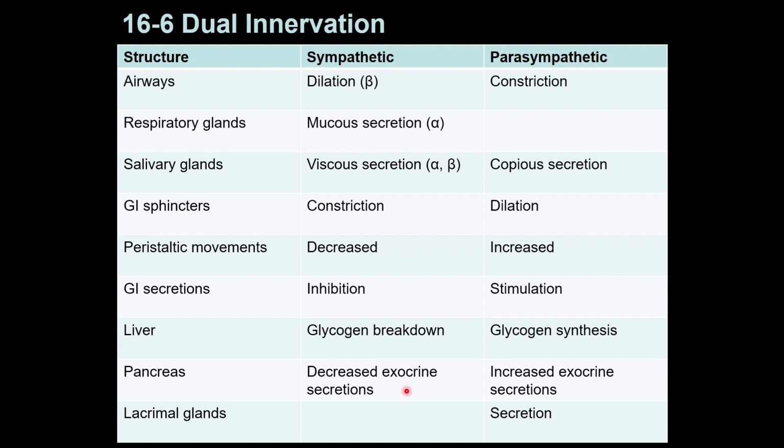The exocrine secretions of the pancreas is decreased during sympathetic activity, because you don't need digestion, but the enzymes that are coming from the pancreas, they are increased, and that is important for digestion during parasympathetic activity. Lacrimal gland is active during parasympathetic activity.